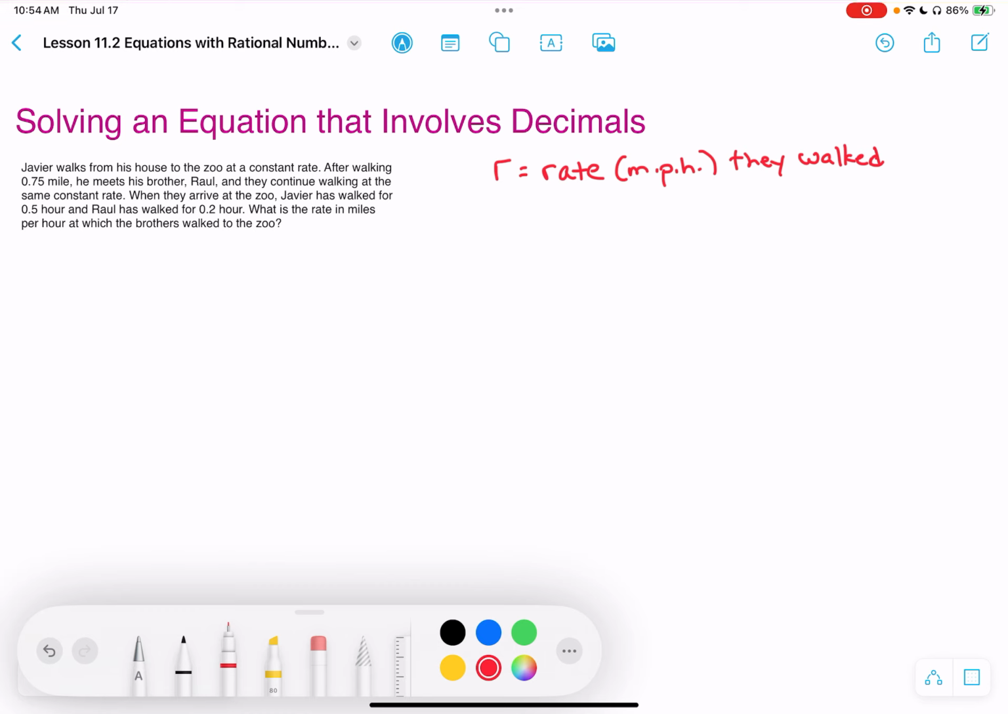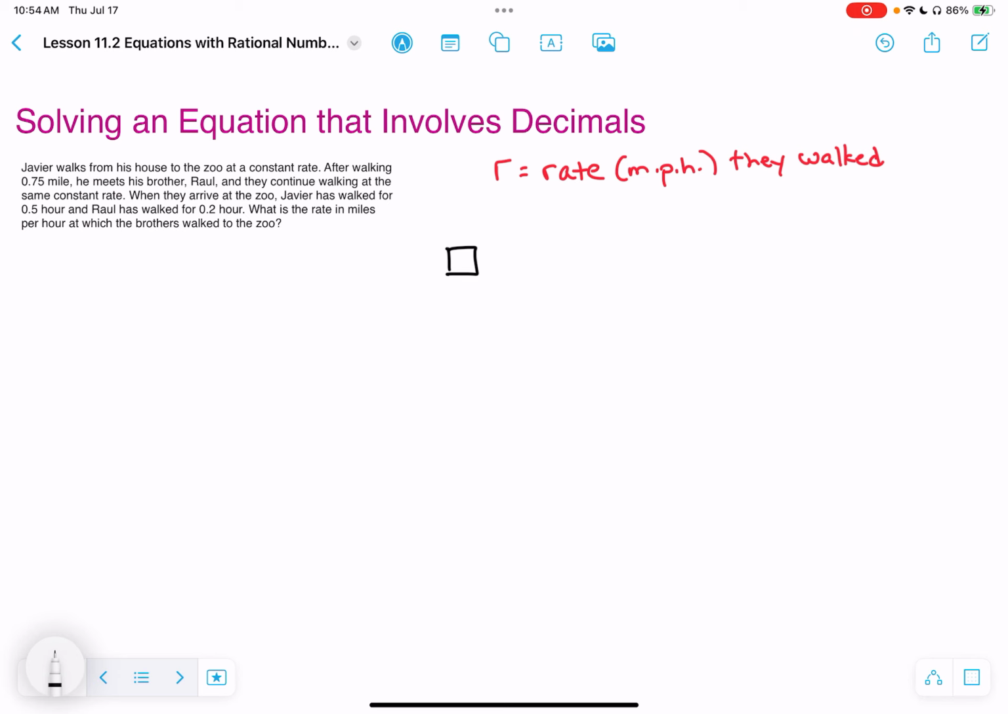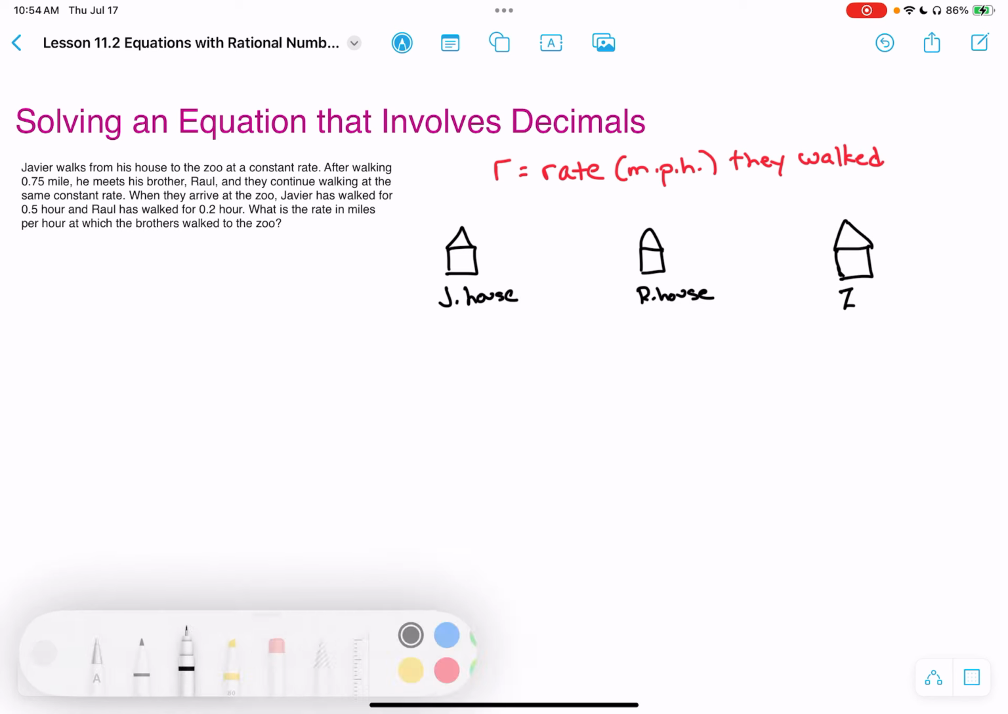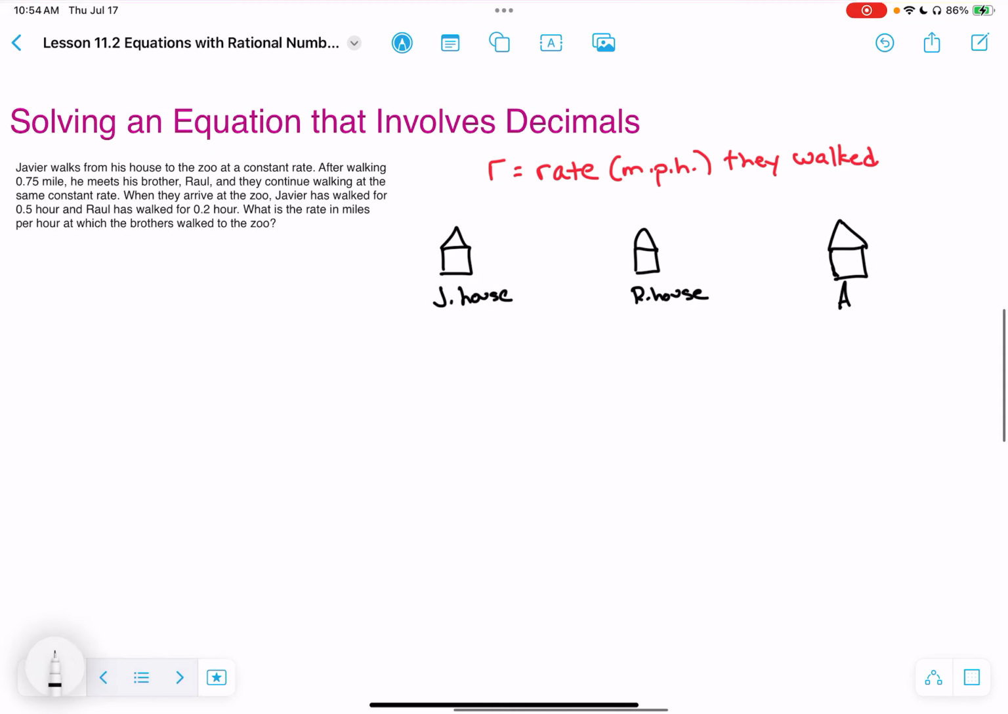Javier clearly lives farther from the zoo than Raul. So if we were going to draw a picture, we would have Javier's house. Then he walks to Raul's house, and then both of them walk to the zoo. I'm just going to draw a zoo like a house. We're going to say this is the animal's house.